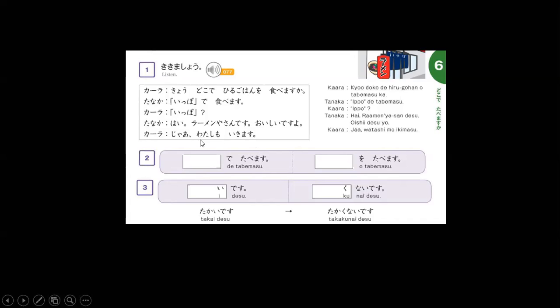じゃあ、私も行きます。Yeah, 私も means I also. 行きます means go. But when we translate it, we will find some more suitable expression in English. So it's like, let me join you, something like that. Okay.